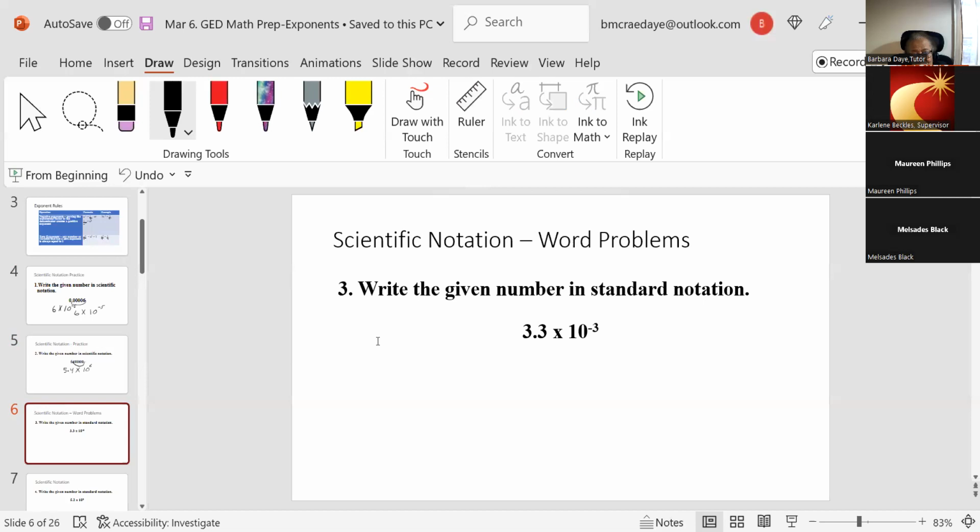If your exponent is negative, what does that tell you about your number? Is it greater than 1 or less than 1? Less than 1, that's it. It's less than 1 because you got a minus, right? So you've got the 3.3, and we want to move our decimal point which way? Left or right?